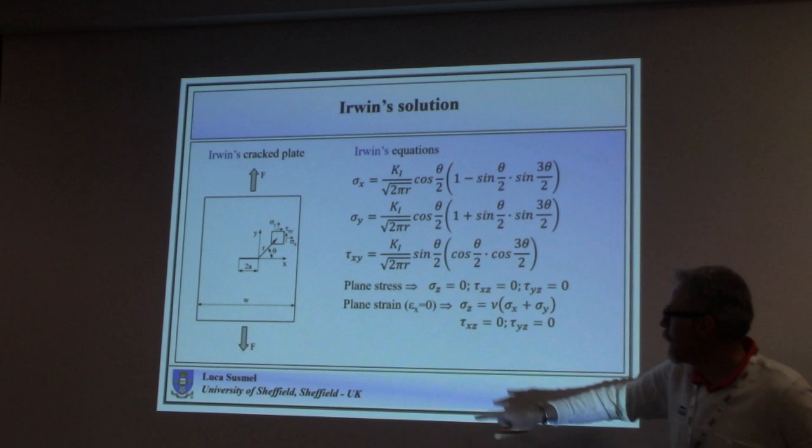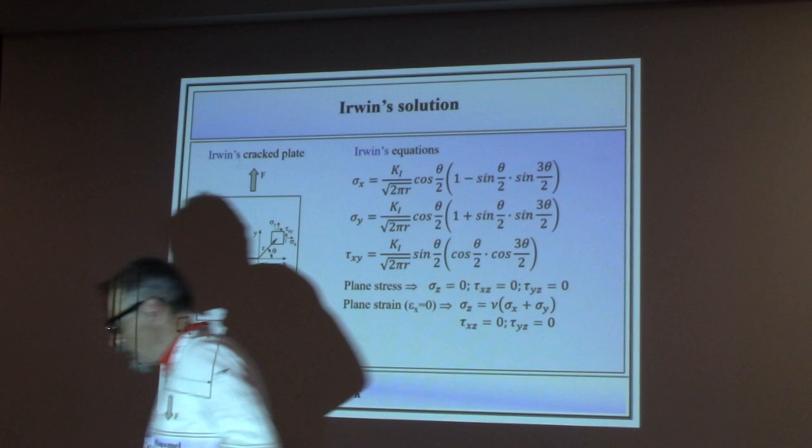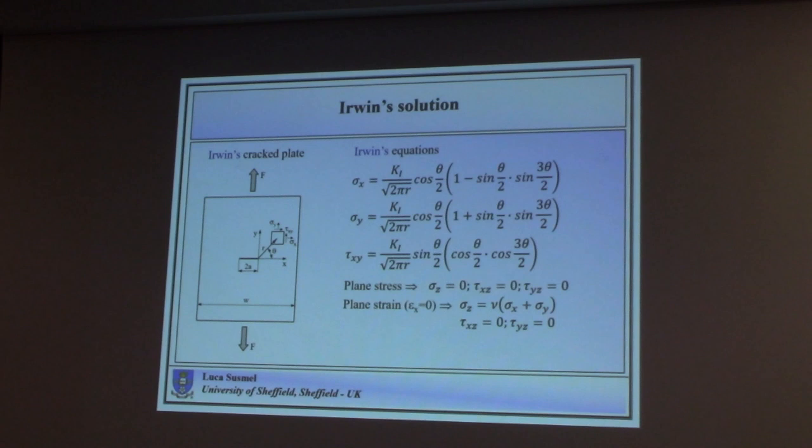So these are the equations you know. I suppose that you are quite familiar with Irwin's solution. But what is the idea here? What is the clever idea here? It's a clever idea, and it's a terrible idea. The clever idea is that no matter where you are around the tip, and the position of your point depends on theta and r, all the stress components are proportional to the same quantity.